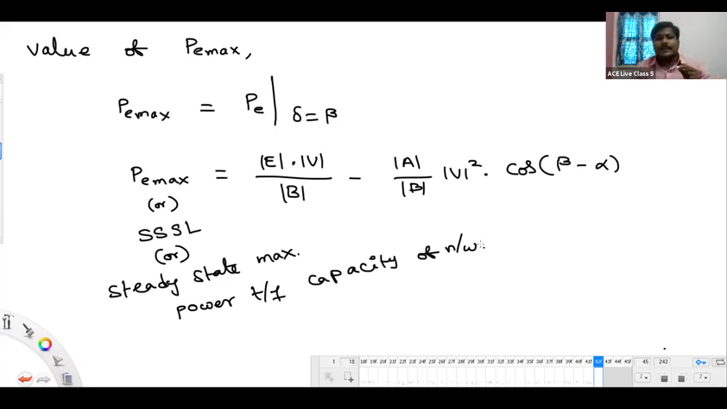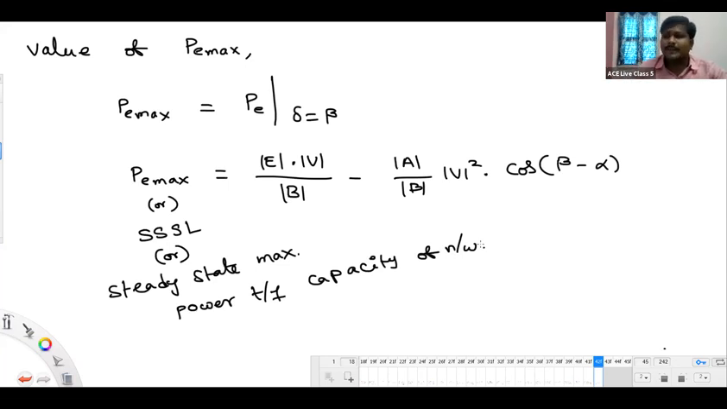Somebody asked me, sir, why are we discussing this? What is the need for this? I think you come to know what the need of this is. Because we can't say that all the time the generator is directly connected to the grid. We can't say the generator is always directly connected to the infinite bus bar.